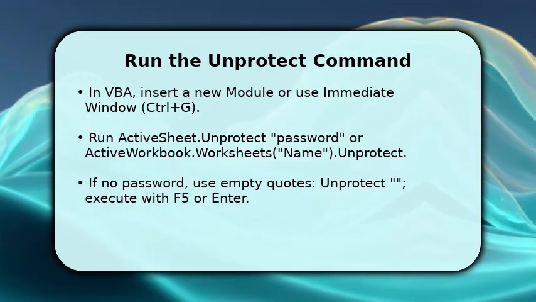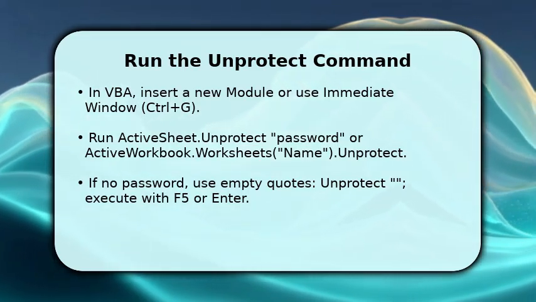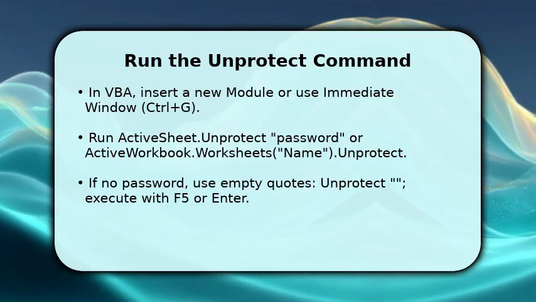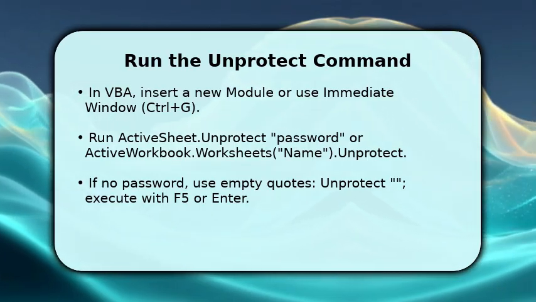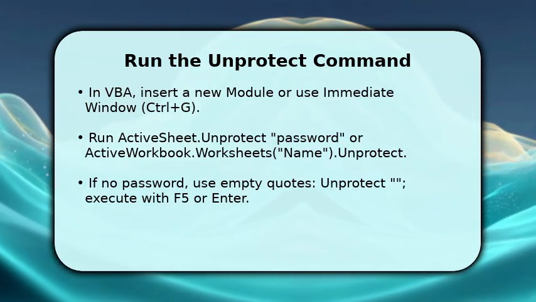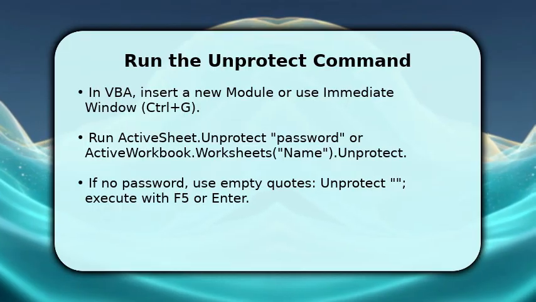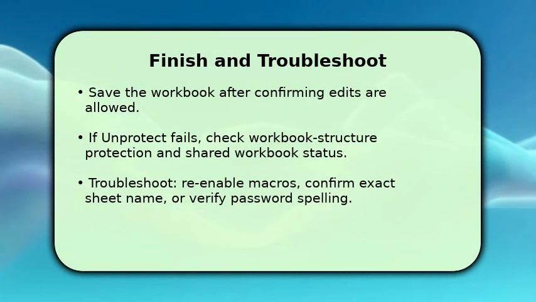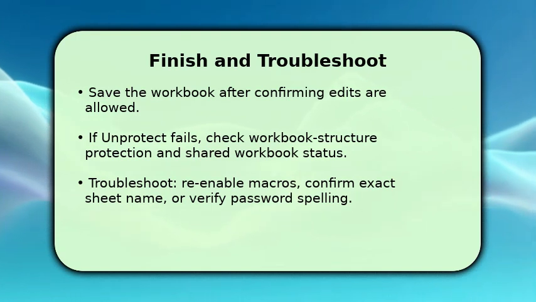That removes protection immediately. Execute the line with Enter in the immediate window, or place the command inside a sub and press F5. This directly toggles the sheet protection state, restoring editable cells and formatting controls. Finish by testing edits. Try formatting a cell and entering data to confirm protection is removed, then save your workbook.